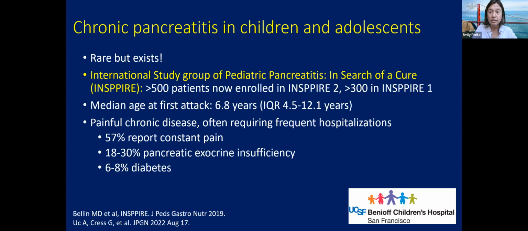In our cohort of kids from 2 generations of INSPIRE, the median age at first pancreatitis attack was about 7 years, but ranges widely. And it's really a painful chronic disease, just like it is in adults, where more than half of kids have constant pain. And it really can lead to pancreatic failure, by which I mean exocrine insufficiency or diabetes, even in childhood. These things are not happening to all kids with chronic pancreatitis in childhood, but they definitely can develop, and it's something that we're monitoring closely for.